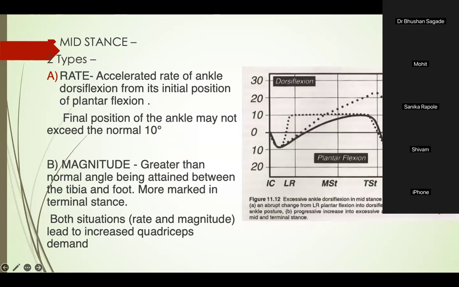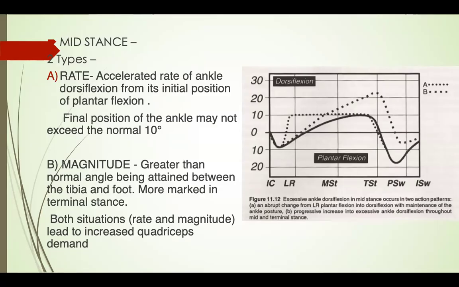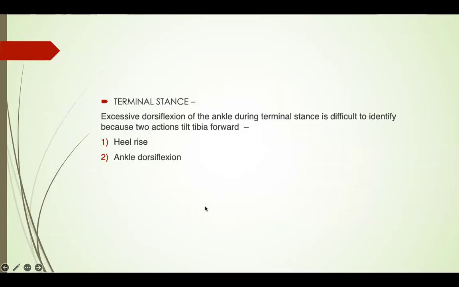During mid stance, two things can happen. Normally, during mid stance, plantar flexion goes to dorsiflexion. So there can be an increased rate: plantar flexion will suddenly go to dorsiflexion, but the magnitude of dorsiflexion will be the same, a maximum of 10 degrees. So the final position of the ankle may not exceed the normal 10 degrees. The other possibility is a magnitude greater than the normal angle attained between the tibia and the foot, but with a slow rise. In both situations, there will be increased quadriceps demand.